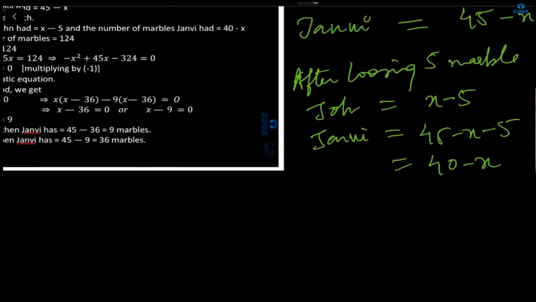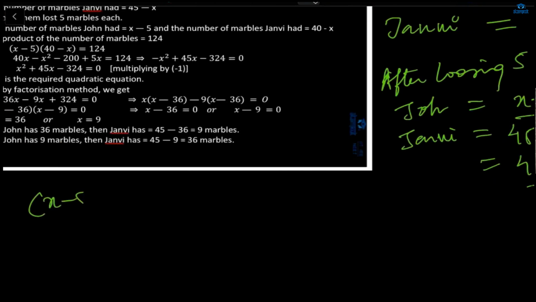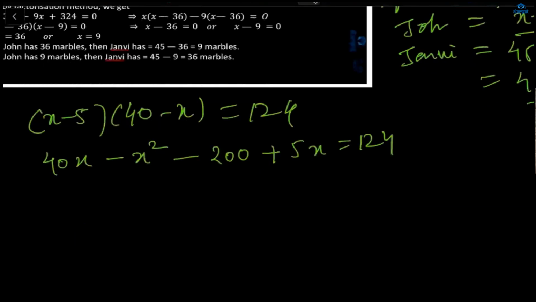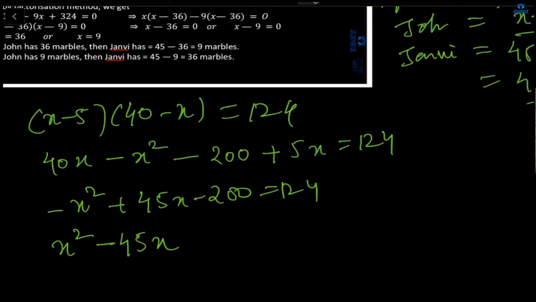So the equation here will be formed: X minus 5 times 40 minus X is 124. After solving this, you will get a quadratic equation: 40x minus x square minus 200 plus 5x is equal to 124. So it will be minus x square plus 45x minus 200 is equal to 124. Taking x to that side, x square minus 45x, and 200 minus 124 will be 76, equal to 0.